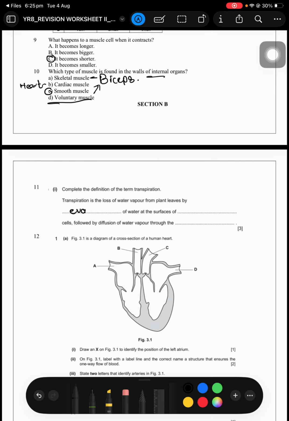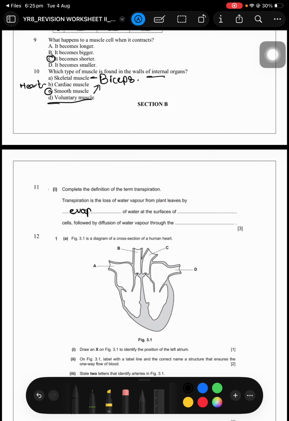Since evaporation at the surfaces of mesophyll cells, followed by diffusion of water vapor through the stomata, because diffusion occurs through the stomata where the plant loses the water.